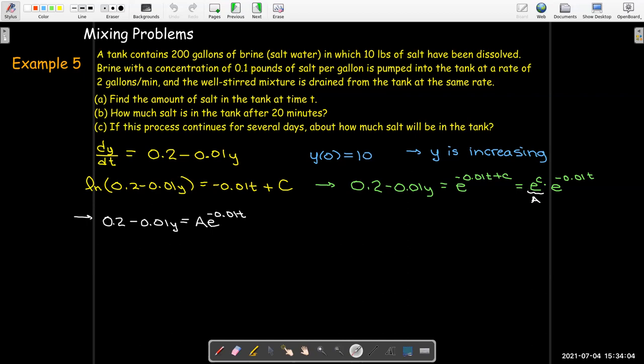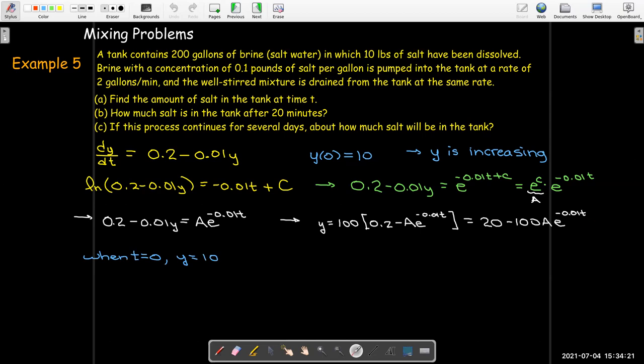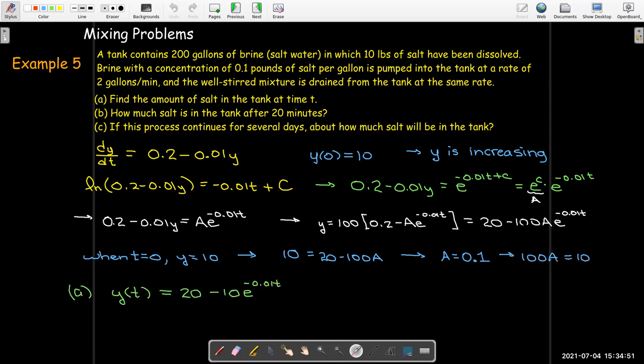And I can go further. I can go ahead and solve this now for y. So y would be 200 minus 100a times e to the power of negative 0.01t. So I need to find the value of a. I'll use my initial condition that when t equals 0, y equals 10. So e to the power of 0 is 1. That gives me the equation 10 equals 20 minus 100a, which I can solve for a to be 0.1. But in my equation here, I don't have just a, I have 100 times a. So why don't I just figure out 100 times a is 10. And so now I have answered part A. At time t, the number of pounds of salt in the tank is 20 minus 10 e to the power of negative 0.01t.